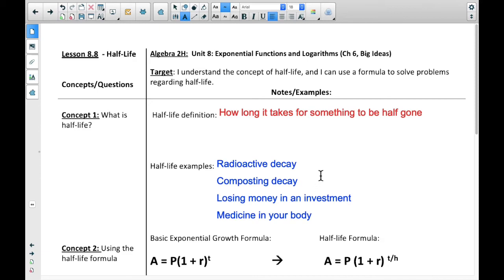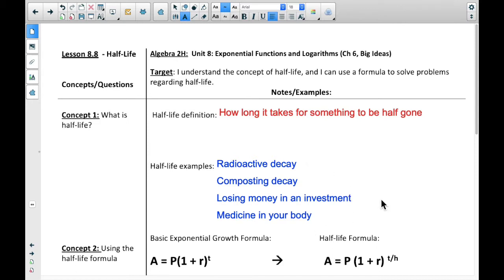Hi guys, this video today is going to be about half-life, and I guess the opposite of that would be double life. We don't really call it that, but doubling time is something that we look into. But half-life is basically how long it takes for something to be halfway gone. Here are some examples: radioactive decay, medicine in your body, etc.